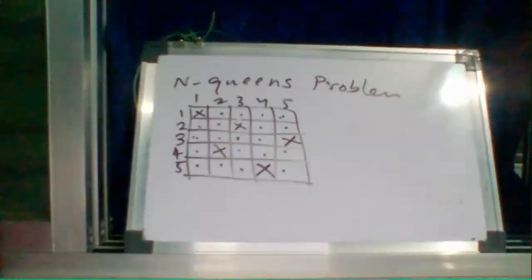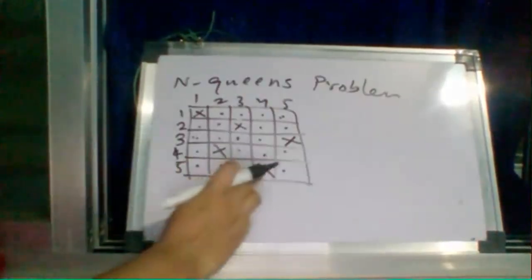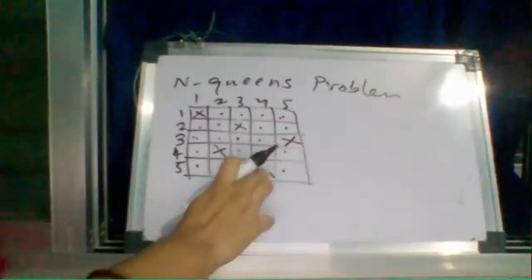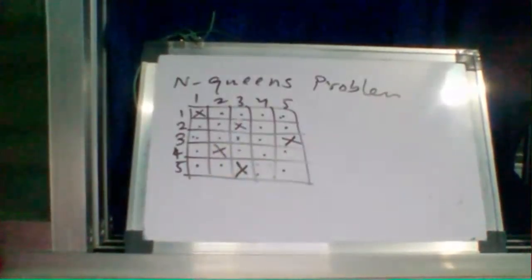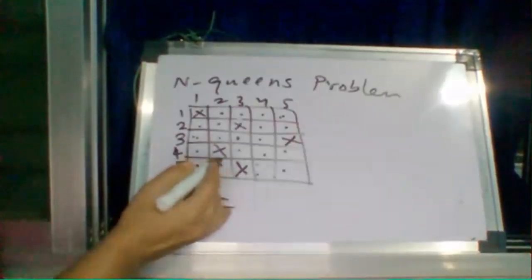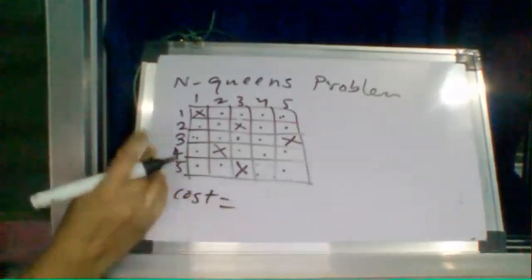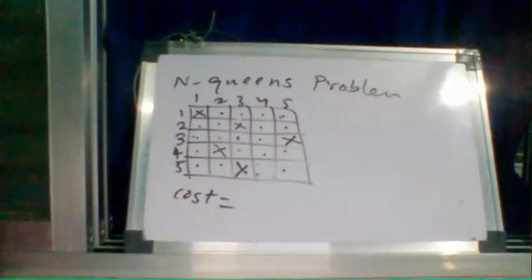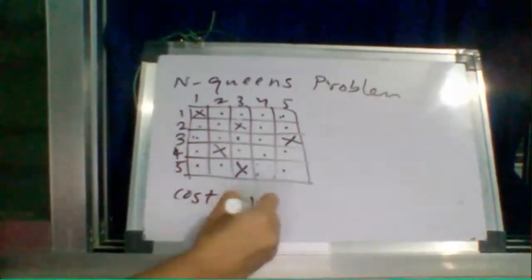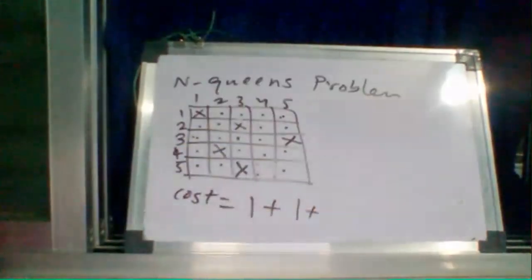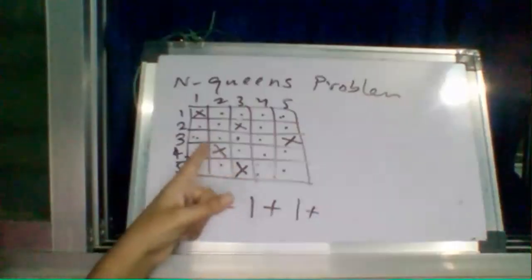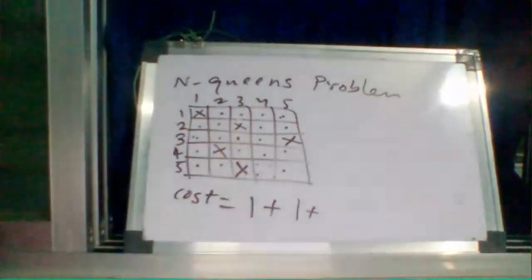So I have placed that queen. If I do not place it this way, if I place the fifth queen here, then the cost will be 1, because here one restriction is not maintained. And in the same column 2 queens are placed, so another restriction is also violated. One is a diagonal violation, one is a column-wise violation, that is 2 violations.